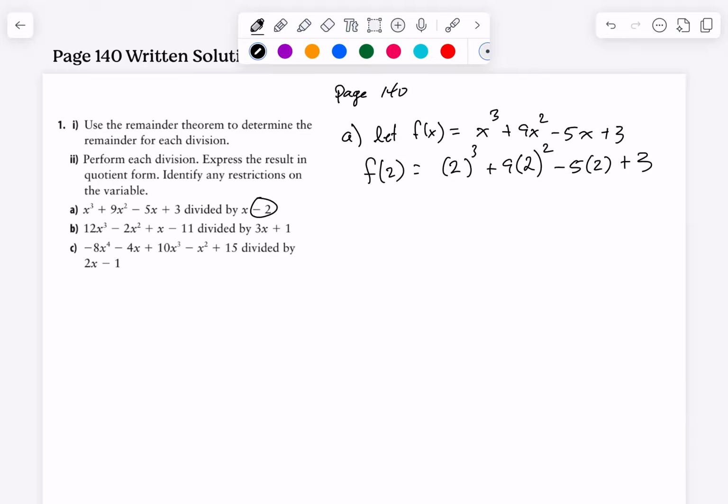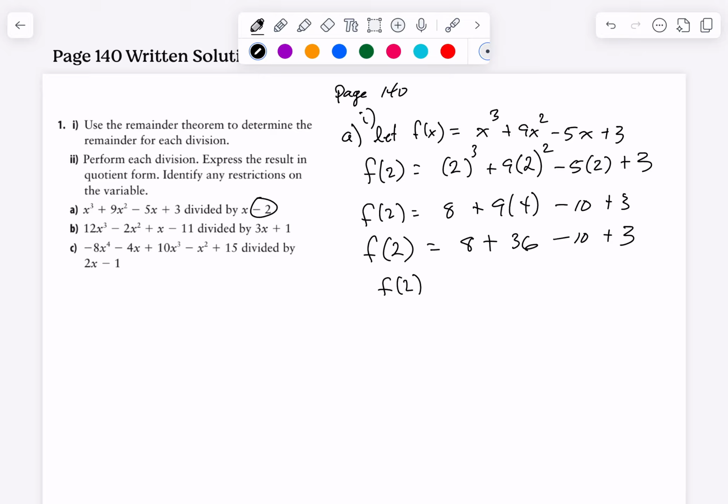So this is part 1 at the moment. Part 2 will actually do the division and see if the 2 remainders match. So we can do the math here. f at 2 is going to be 8 plus 9 times 4 minus 10 plus 3, so that should be 8 plus 36 minus 10 plus 3, and so f at 2 should come out to be 37. So that's your remainder in theory.